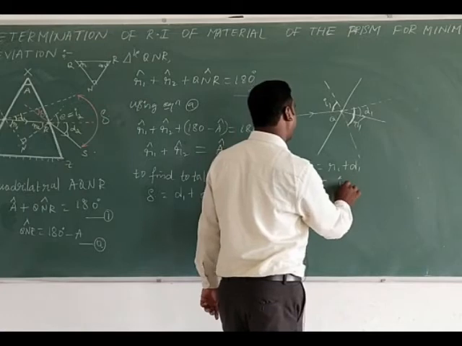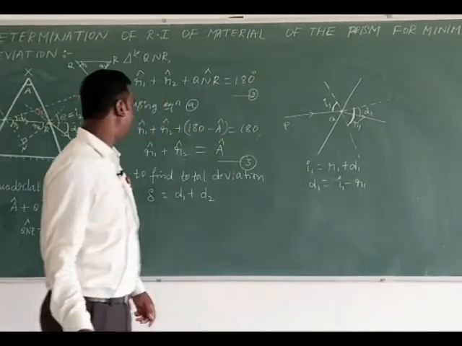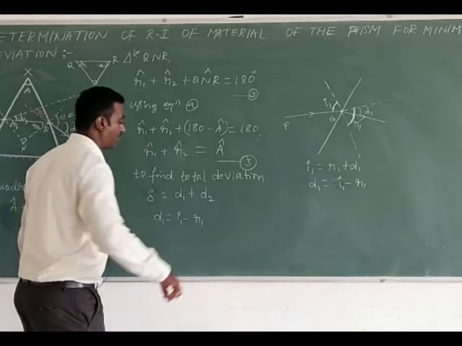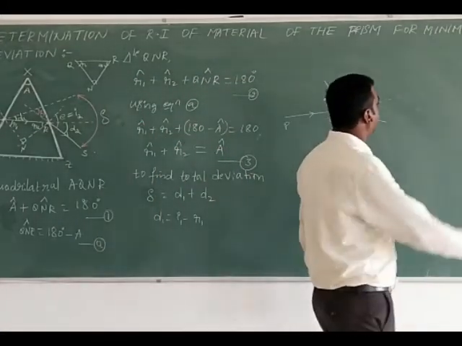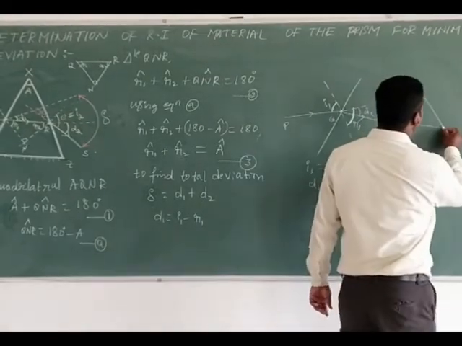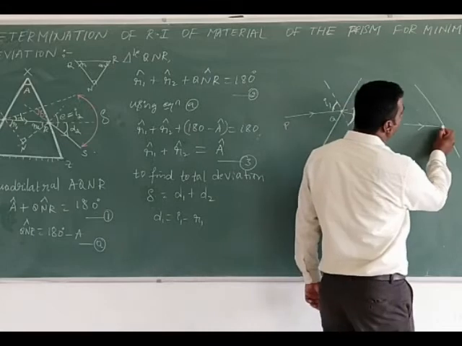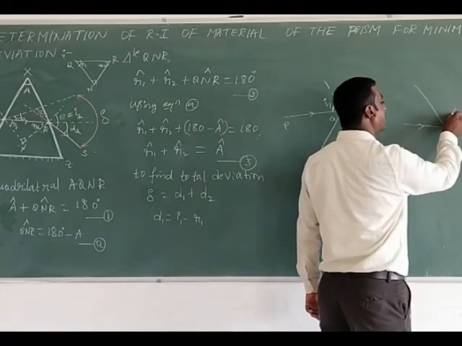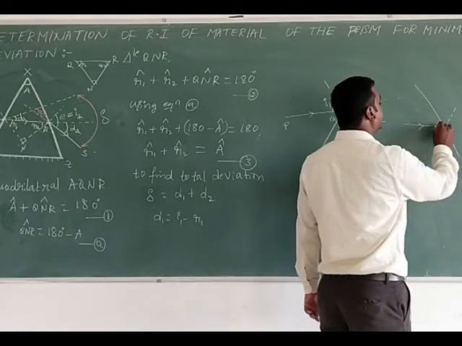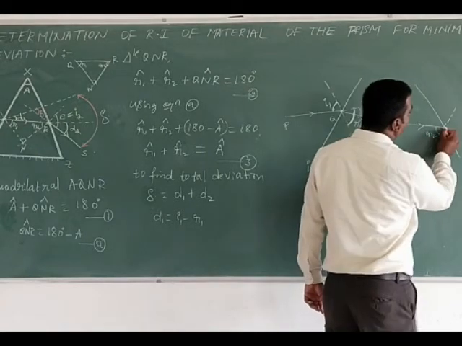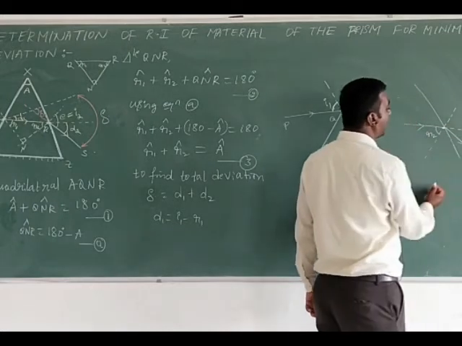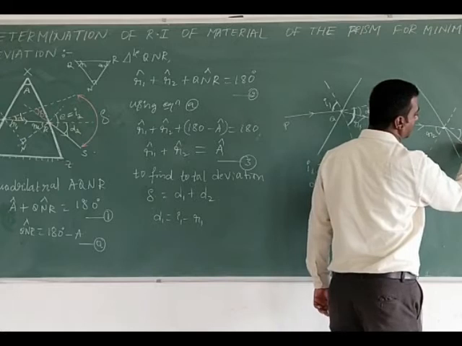So what can we write? D1 is I1 minus R1. Like that, if you come to the second surface, the light ray is incident like this. If you draw a normal at the point of incidence, this is the angle R2. If there were no medium, the light ray would have traveled in this path, but because of the change in medium it is refracted in this direction. This is the deviation D2.